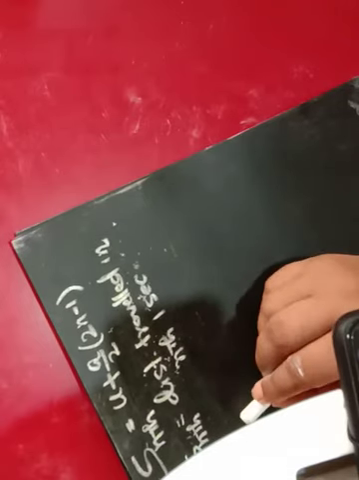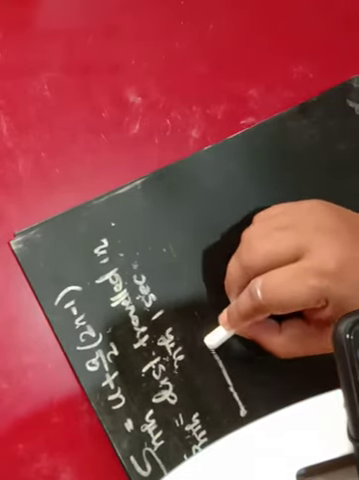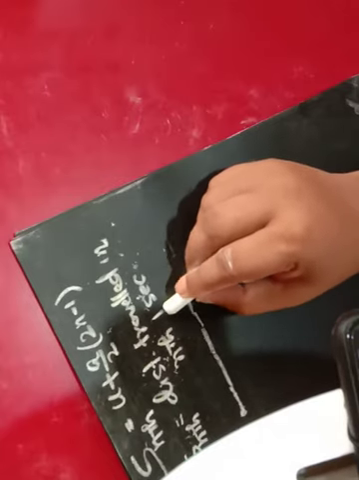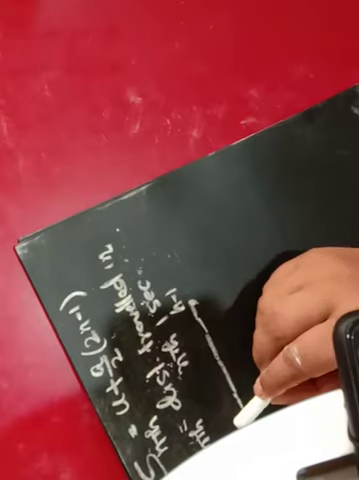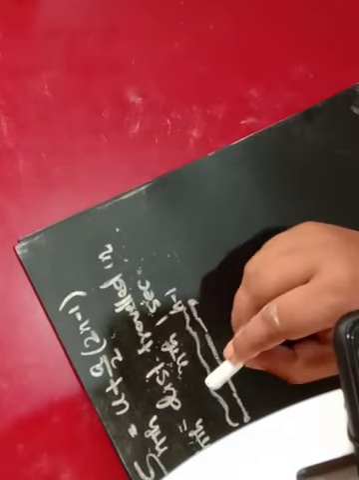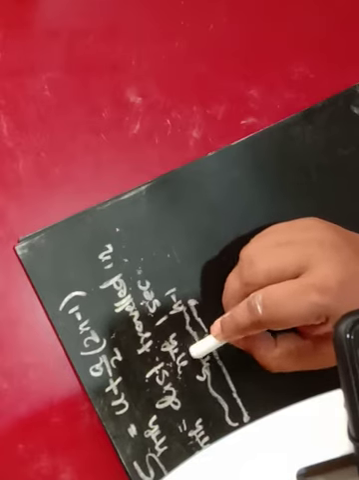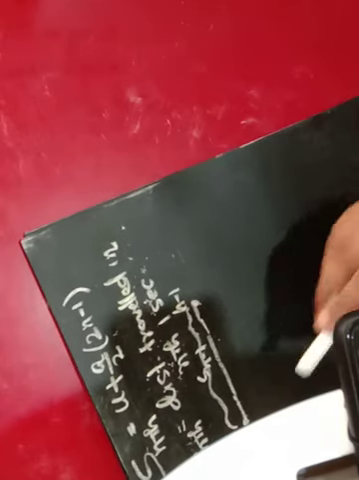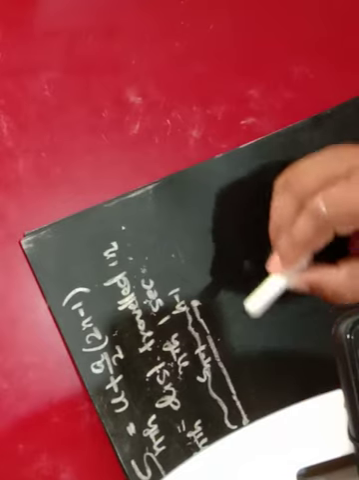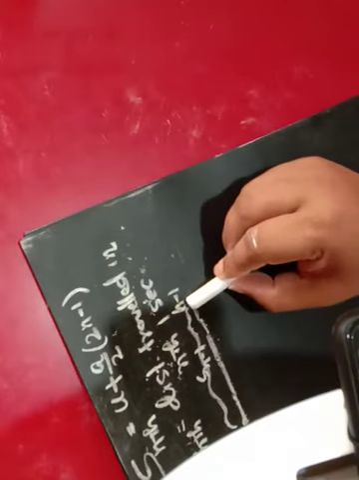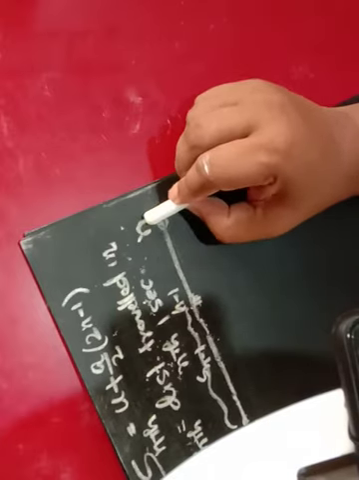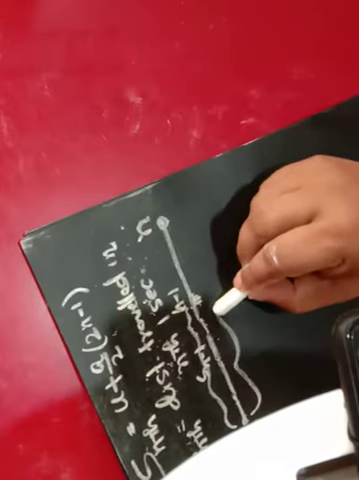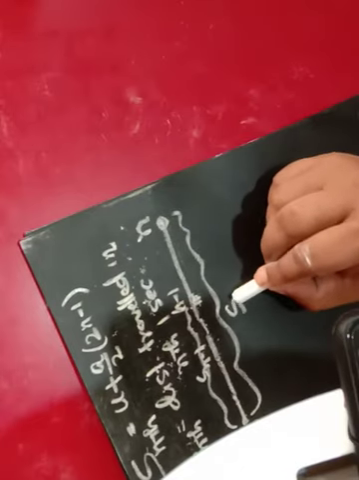How the distance in nth 1 second means, suppose the body is moving from here, and in n minus 1 second, time taken is n minus 1 second. The distance whatever is traveled is equal to Sn minus 1. And from origin O, the body is traveling up to this point, and time taken is n, and the distance traveled from here to here is called the Sn.